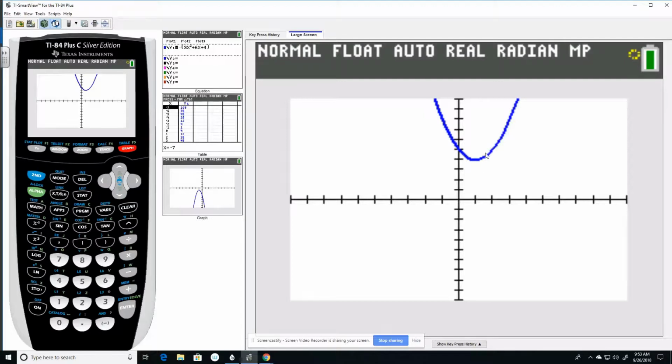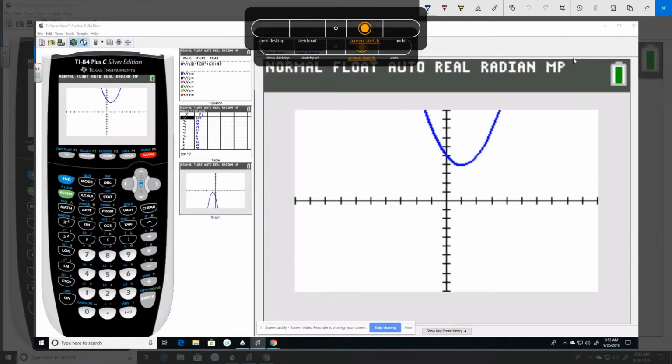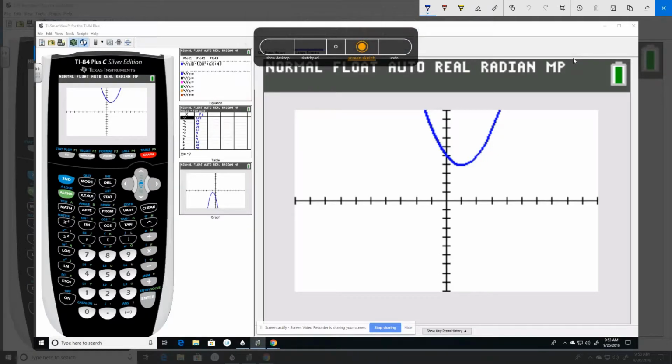So the picture's not too bad. I know it faces up, but my vertex is right here somewhere. Maybe I should use a different color pencil. My vertex is right there. And when I look at my graph, it looks like it's up about 1, 2, 3, 4, and it looks like it's to the right about 1. So it looks like it's at about 1, 4.